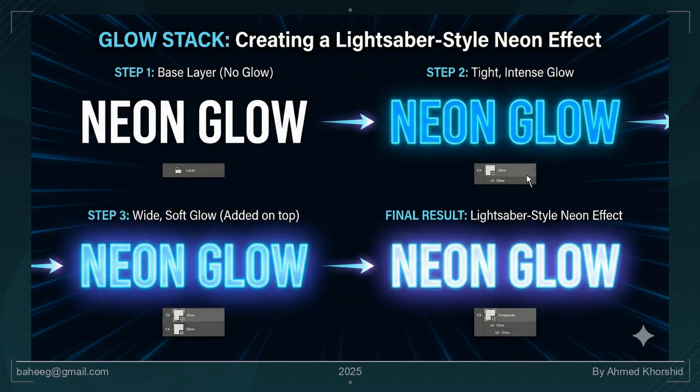Figure: detailed infographic-style illustration showing a glow stack. Step 1 shows a text layer with no glow. Step 2 shows a tight, intense glow. Step 3 shows a wide, soft diffuse glow added on top. The final result creates a lightsaber-style neon effect.